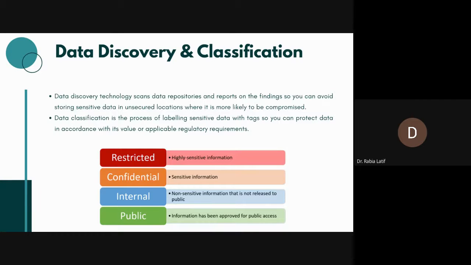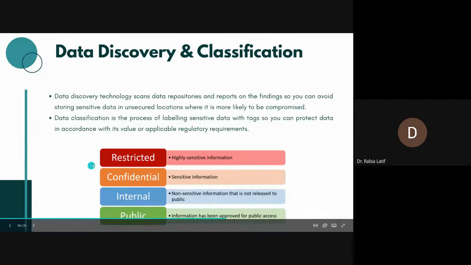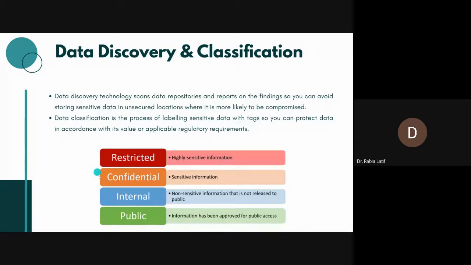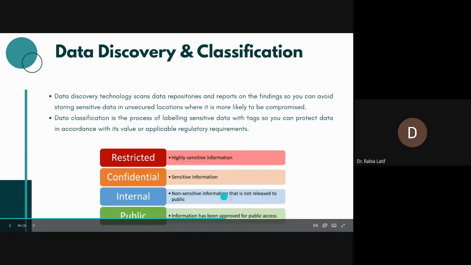Whatever your organization is, it is very important because each and every organization has some sensitive data and non-sensitive data. So the first important thing is to discover your data, discover your assets, and then classify them based on how sensitive they are. These are four broad data classification categories. The data can be restricted, highly sensitive; confidential, which is sensitive; internal, non-sensitive but not specifically for the public; and public data. Once you classify your data, you put the security solutions accordingly.